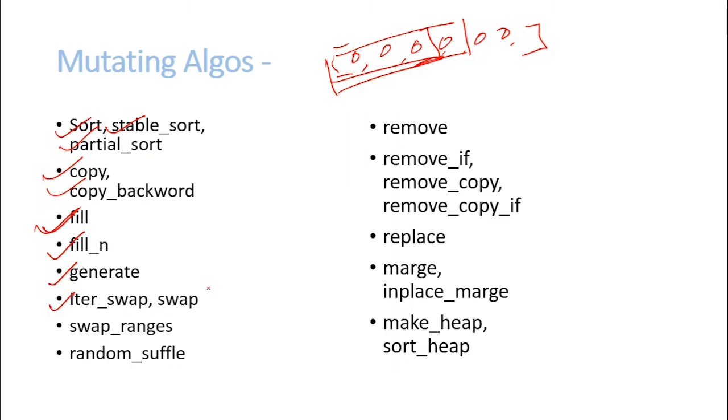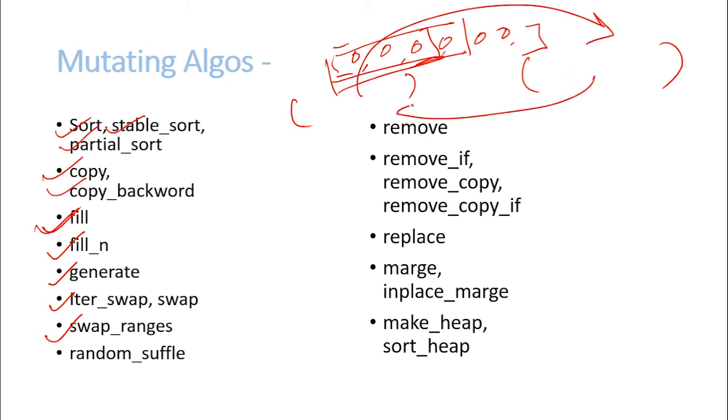Now iter swap or swap: iter swap particularly gets two iterators and swaps the contents of the iterators. Swap in the same way gets the two locations or the values and swaps them together. Swap ranges can swap entire ranges of data. Like I have a range of data and I have another range of data, it will take this range here and this range here. So it's very handy. And random shuffle shuffles all the data in a given sequence. Like I have this sequence, it will become something like 1 3 2 0 or something like that using random shuffle.